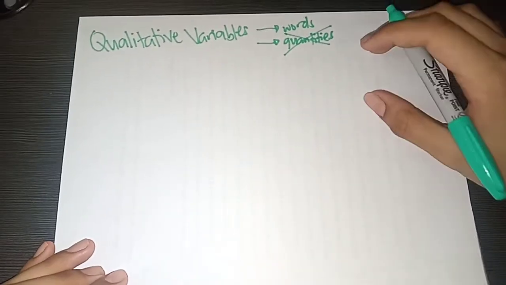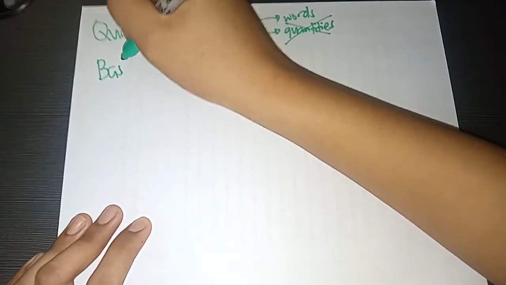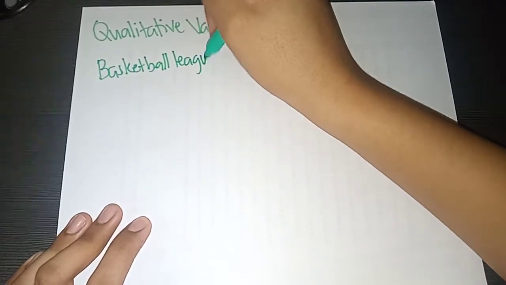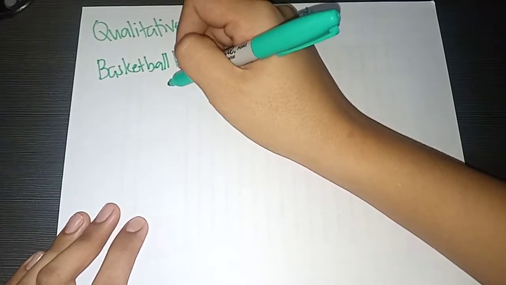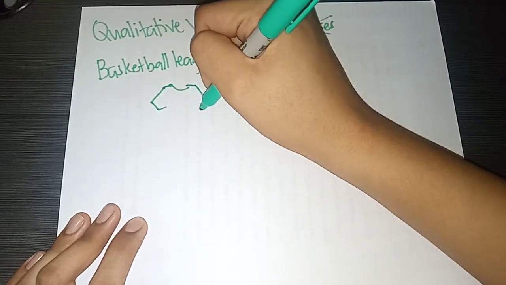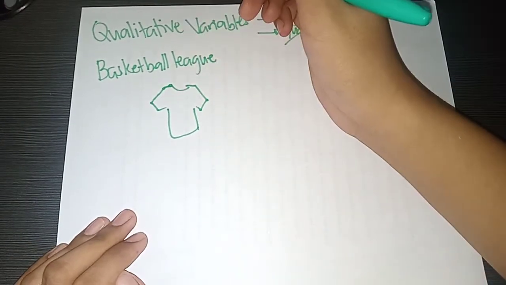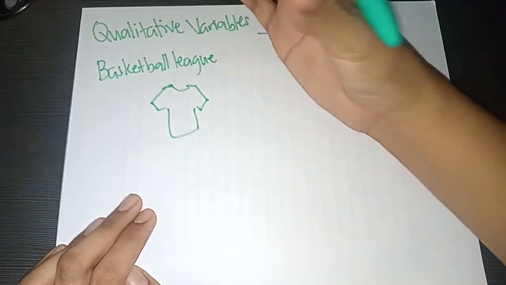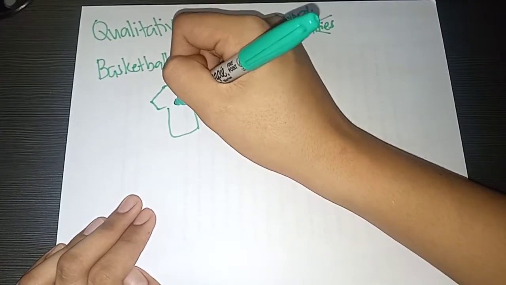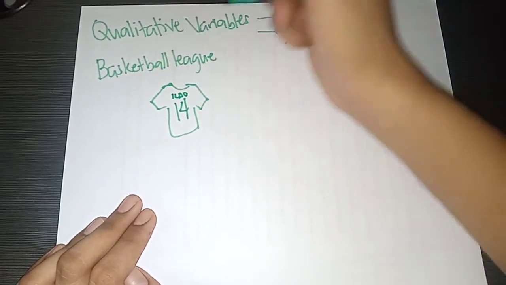So, let us take a look at this example. Let's say in a basketball league, the players wear distinct jerseys. And in each jersey, we all know that jerseys have number prints at the back part. Now, for example, there is a certain basketball player with the jersey number of 14.